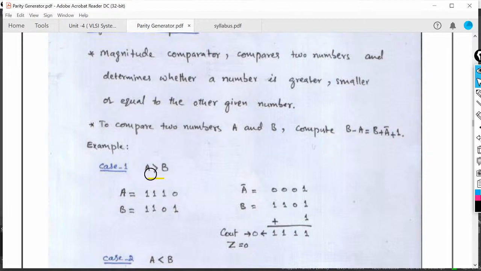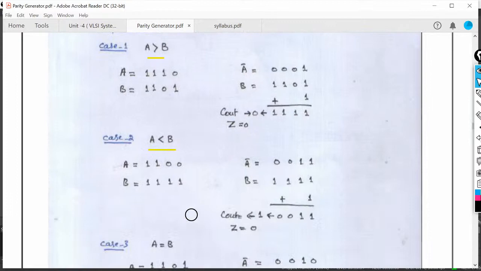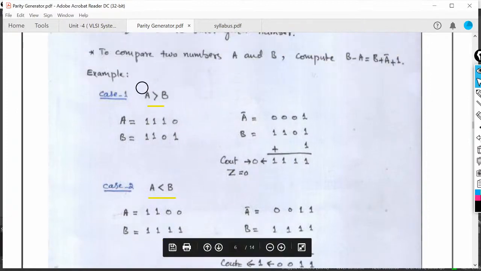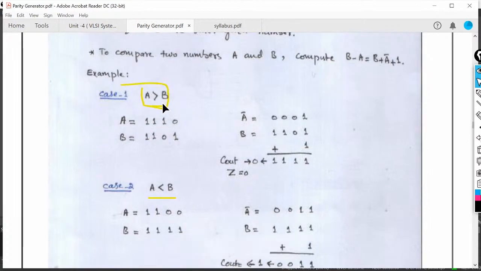One is A is greater than B, the second one is A is less than B, and the third one is A is equal to B. I am taking each case one by one. When I take the first case, that is A is greater than B, and we take 2 different bits, here you can see A is greater than B.